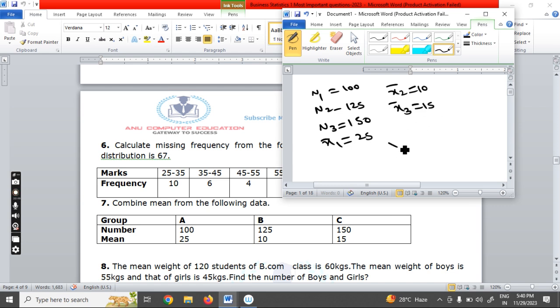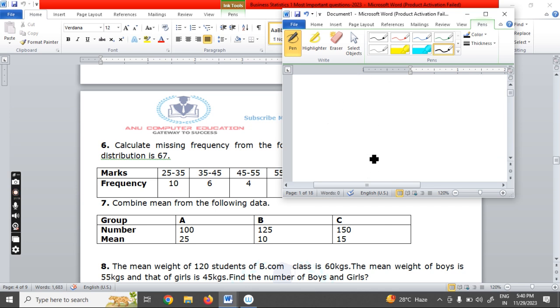So you know the combined mean formula: x123 bar is equal to n1 x1 bar plus n2 x2 bar plus n3 x3 bar by n1 plus n2 plus n3. Substitute all these values in the formula and you can find the answer. So this way we can do the problem. Next, come to the next question. Question number 8 is very important. This is another way of doing the problem.